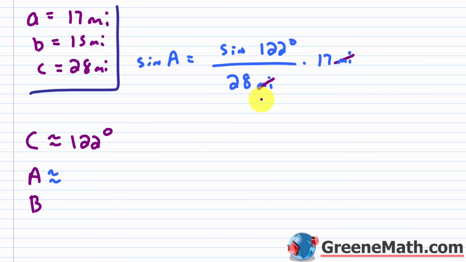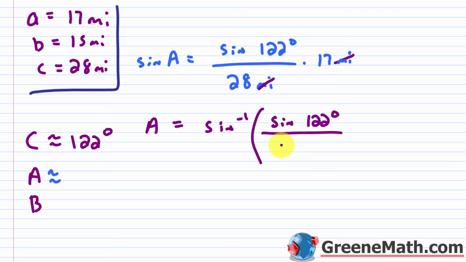Then to make this a little bit quicker, let's just go ahead and say a is going to be equal to, we're going to do our inverse sine function. So sine inverse of this whole thing, so the sine of 122 degrees over 28, then times 17, okay, like this. So if we punch that into a calculator, you're going to get about 31 degrees. So let's say A is about 31 degrees, okay?